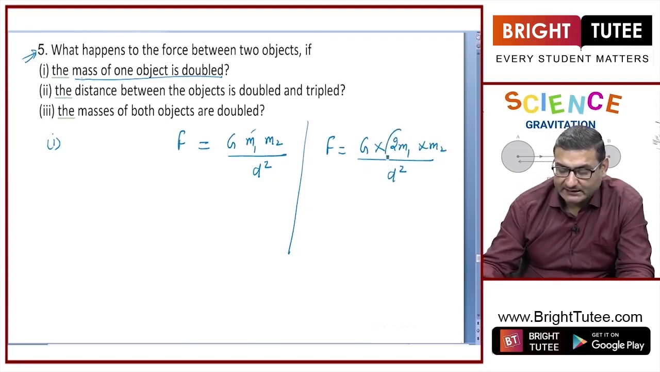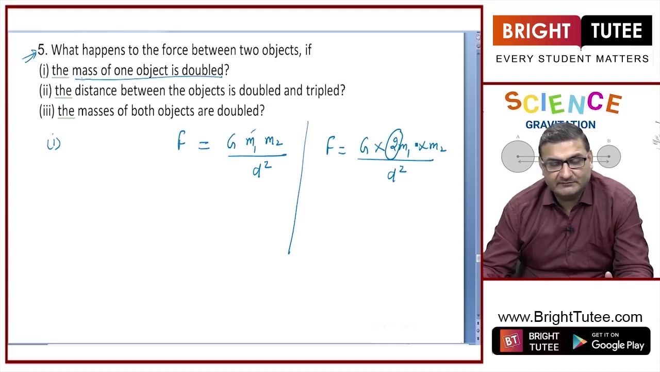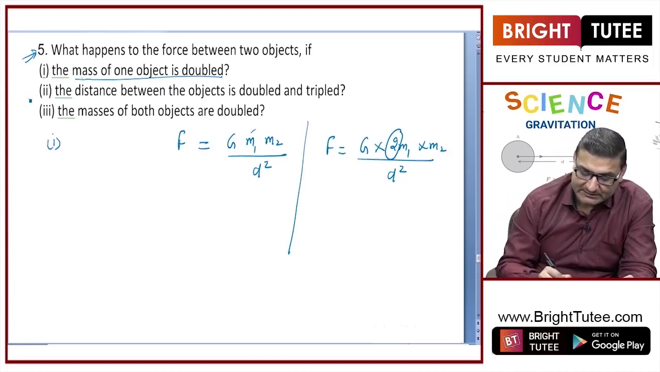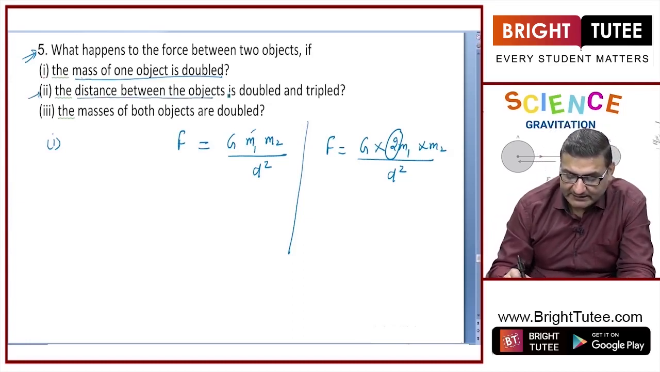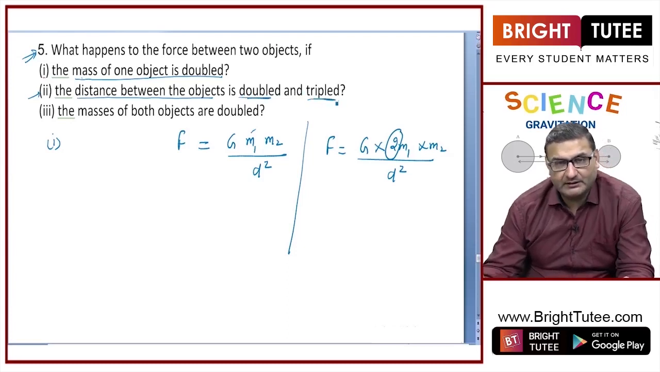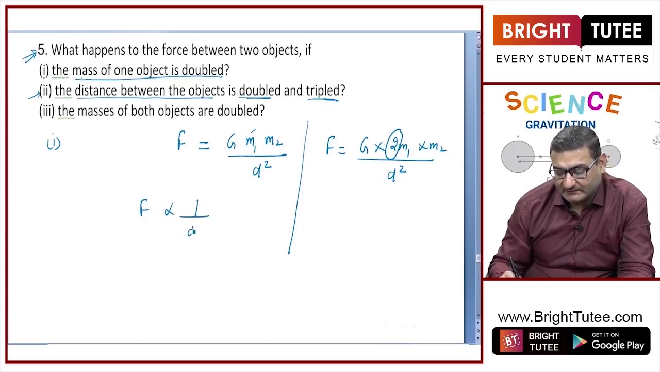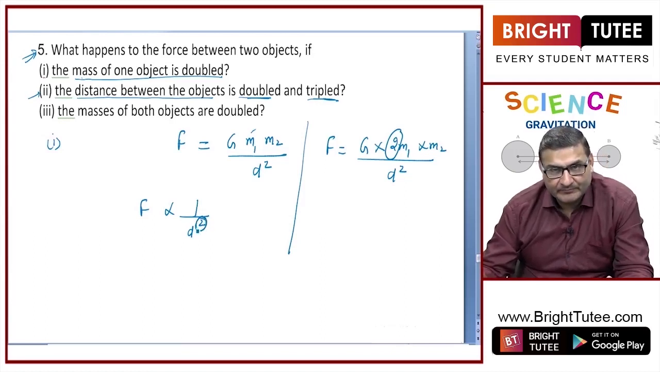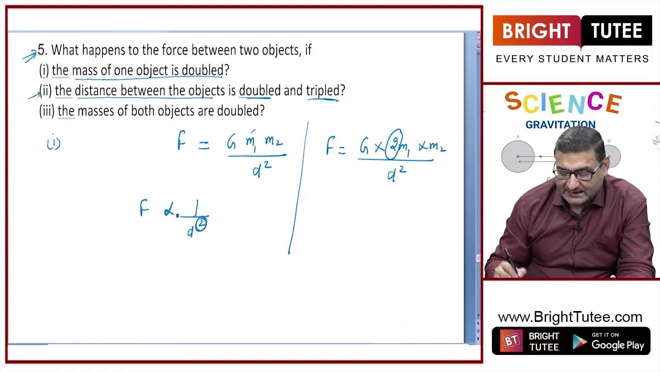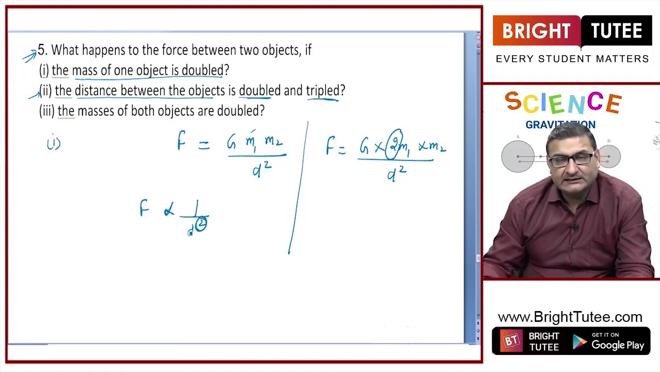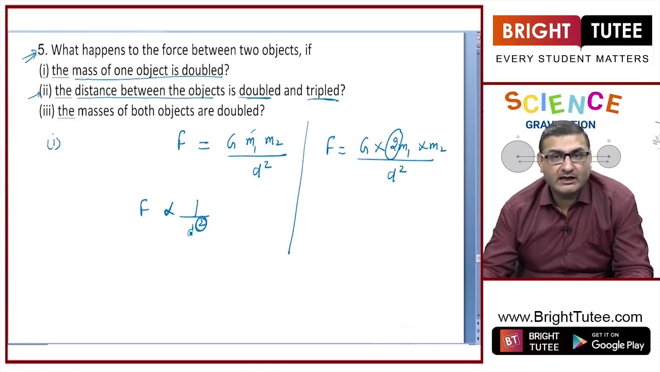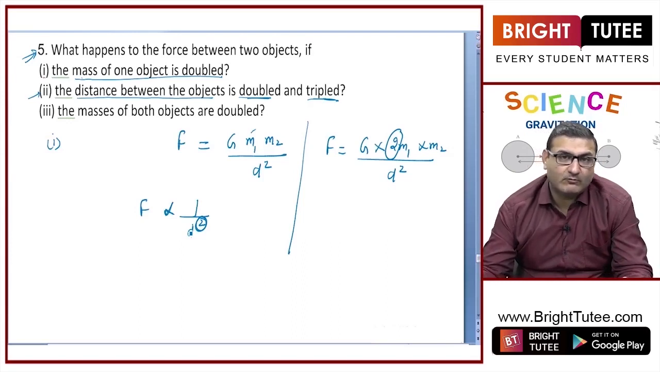So, simply we can see that the force of attraction between these two objects will also be doubled, correct. Second situation, let us see, the distance between the objects is doubled and tripled. Now, we know that the force between the objects is inversely proportional to the square of the distance between them, right. So, if any change comes in the distance, then the force will be impacted by the square of it, right. So, the effect on the force will be the square of the change.